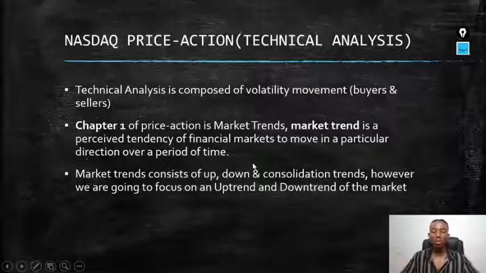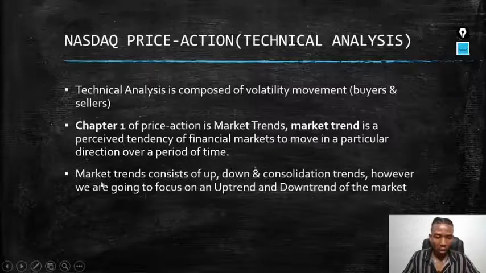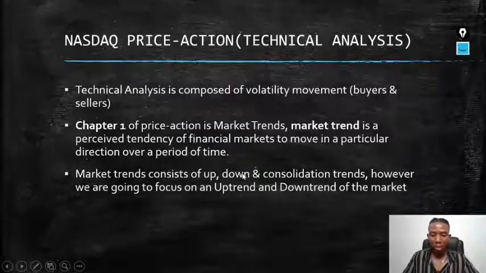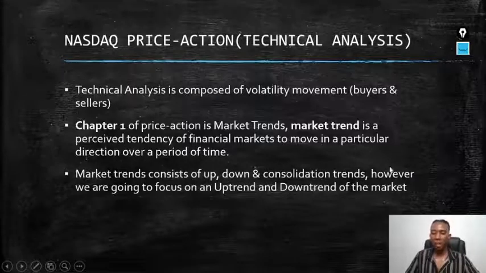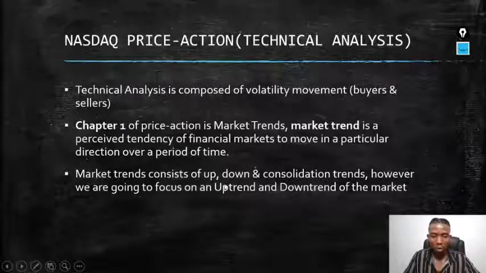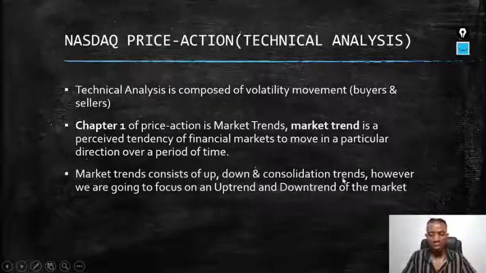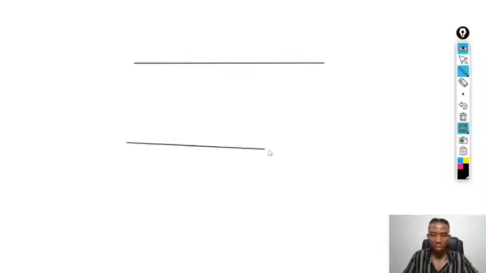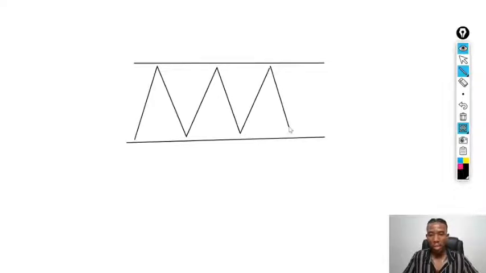So we have 3 types of market trends, meaning market trends consist of uptrend, downtrend, and lastly consolidation trends. However, we are only going to focus on an uptrend and a downtrend in this case. So firstly, before I continue, let me show you what a consolidation trend is. A consolidation trend is when we have a trend that has no overall direction, meaning it's not an overall buy or an overall sell. You just buy low, sell high. This is a consolidation trend. Okay, so now let's continue.